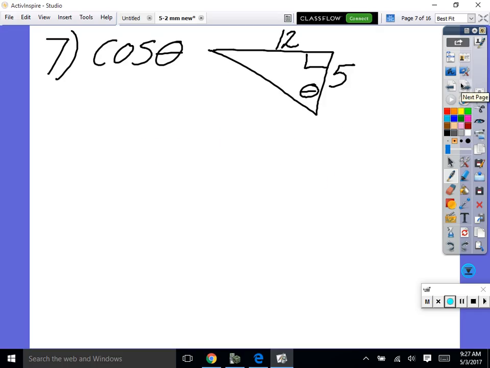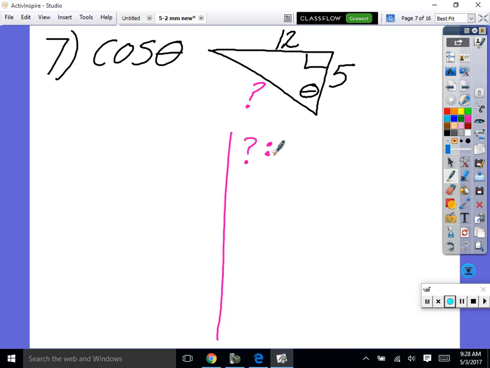Number 7. So it says find cosine of theta. Now notice the first thing we need to check is, do we have all the sides here? 12, 5, and a question mark. Before we can find cosine of theta, we need to go through and find the missing side. Make sure you don't stop. If people get confused and stop after they find the question mark, we're just pushing pause on the actual question. So let's quickly find the question mark.